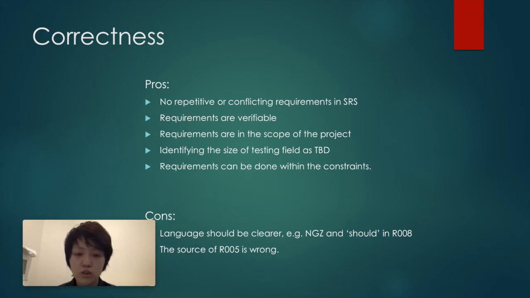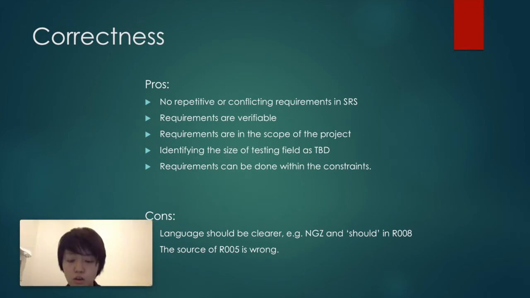The first one is language. For example, we should give a clear explanation for AGZ. We should use "should" or "shall" cautiously. The second one is the content. We should confirm the correctness of the content before we submit the final SRS.